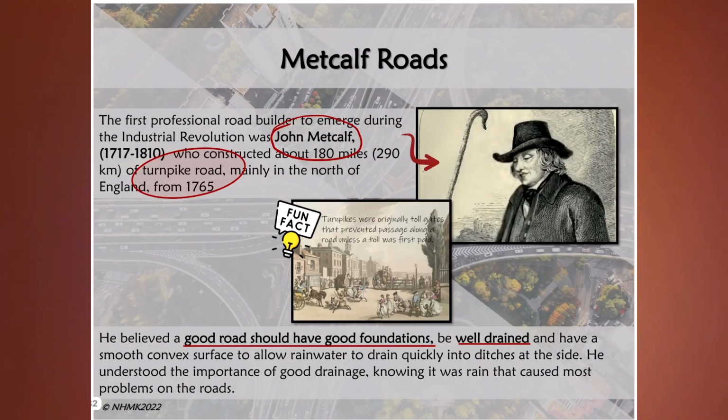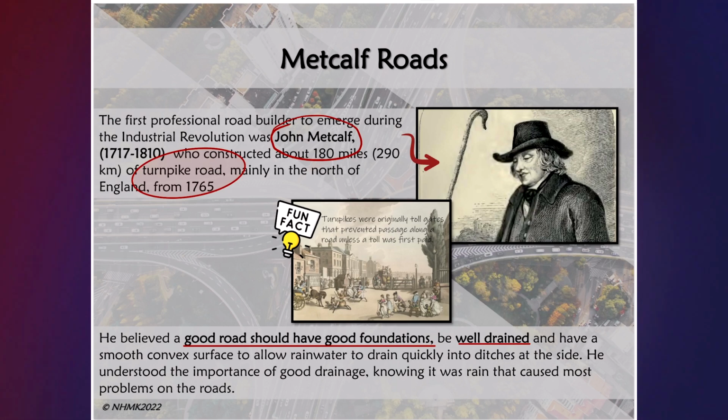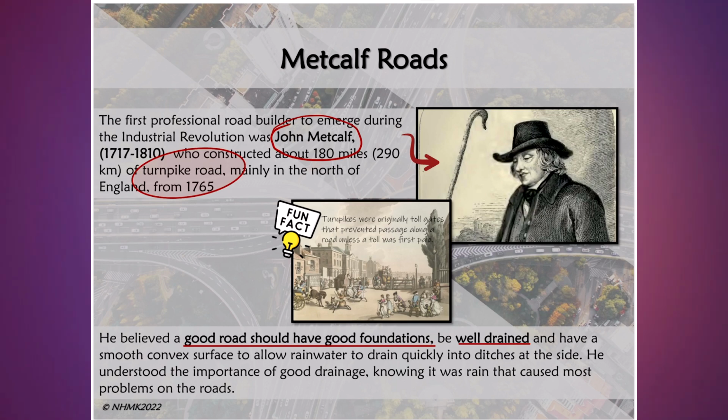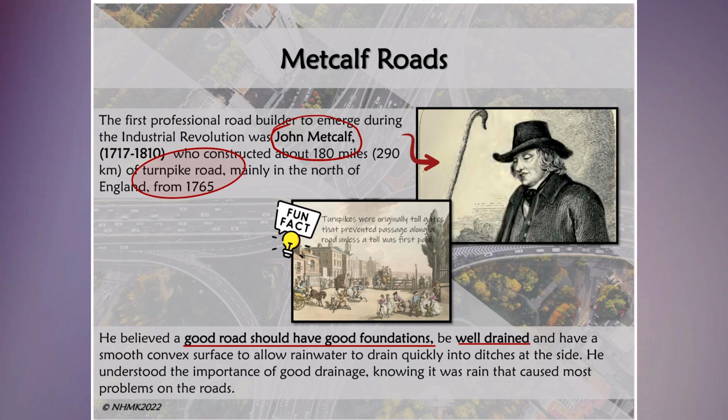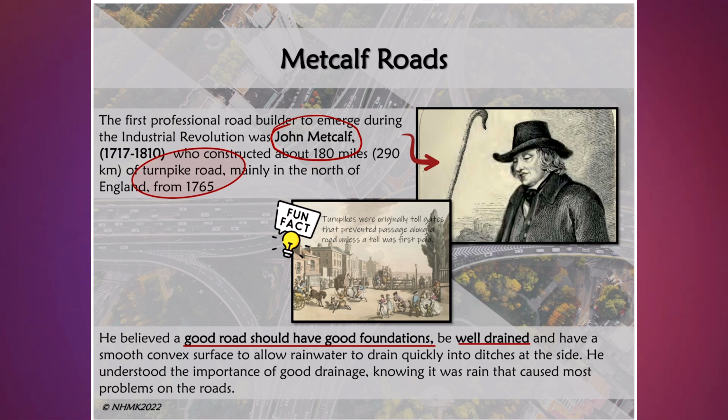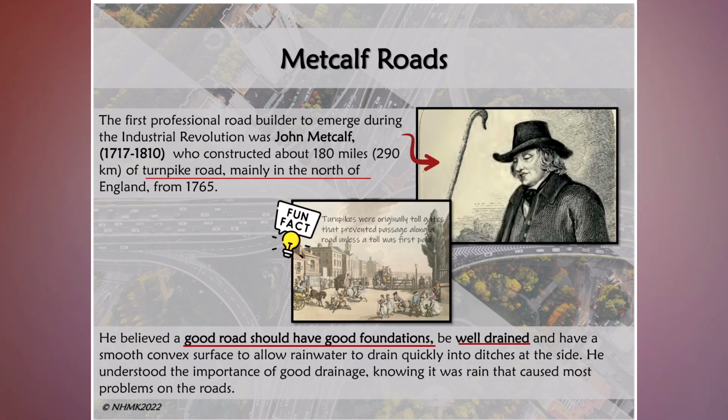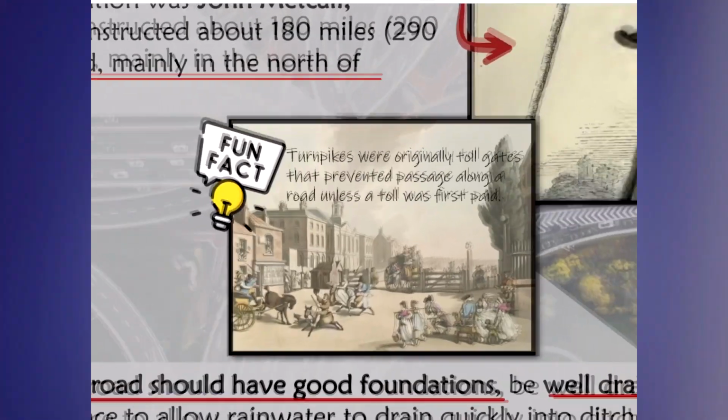Now let's take a look at Metcalfe roads. John Metcalfe is the first professional road builder to emerge during the Industrial Revolution, which was around 1717 to 1810. He constructed about 180 miles of turnpike roads, mainly in the north of England from 1765. So what is a turnpike road?